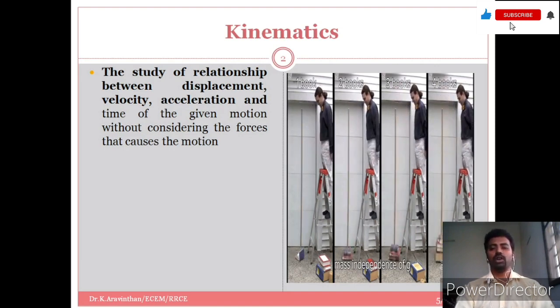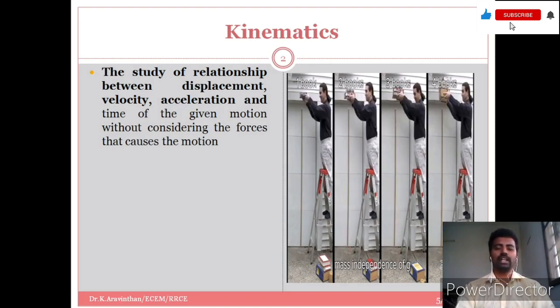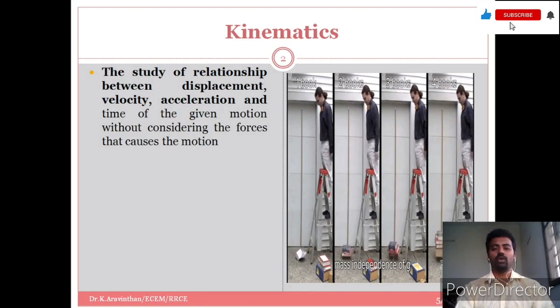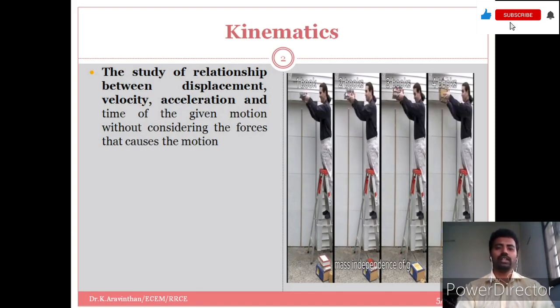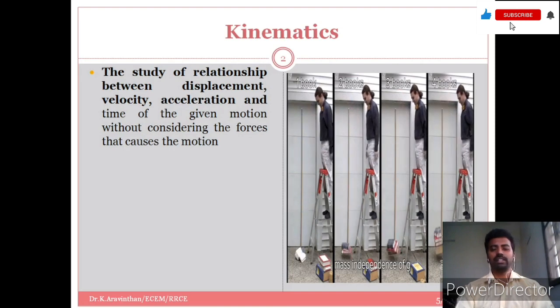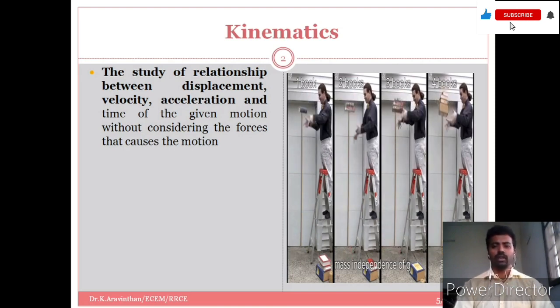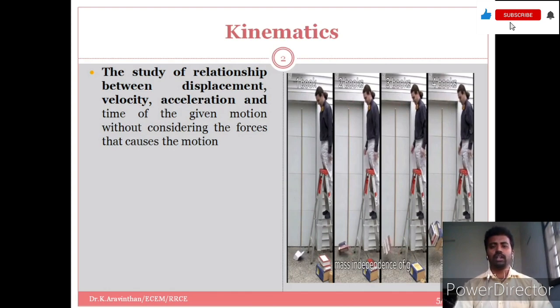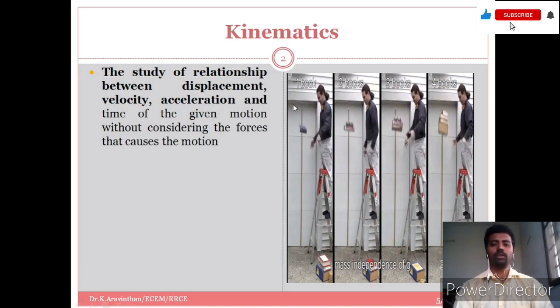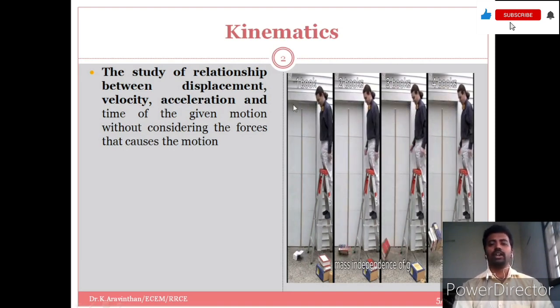The previous three modules which we have discussed generally are static oriented concepts, but now we are discussing dynamic oriented concepts. In that, kinematics and kinetics are the different topics. Here you can see a picture. There is a book in the hand of the person. You can see that he is dropping the book from a certain height.